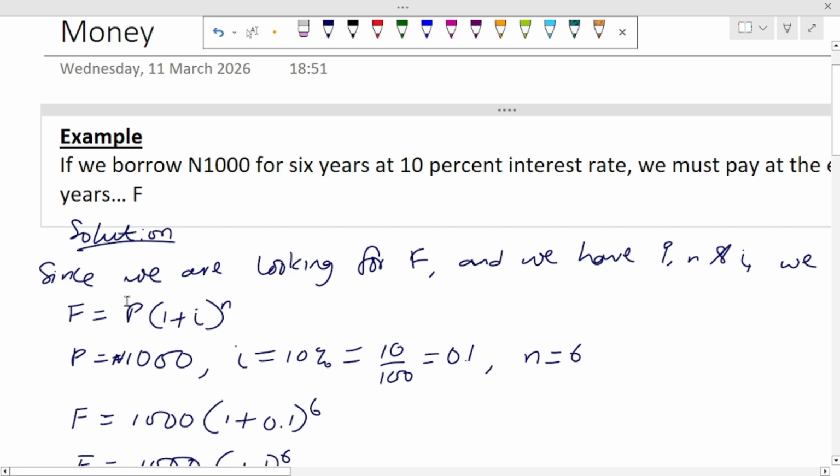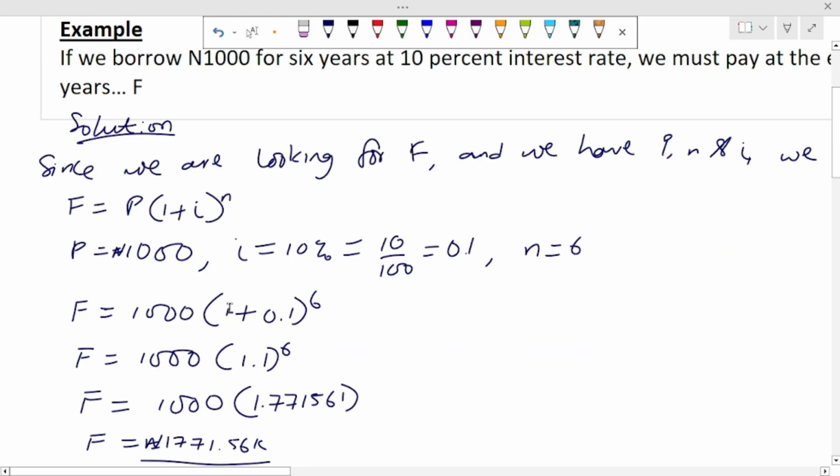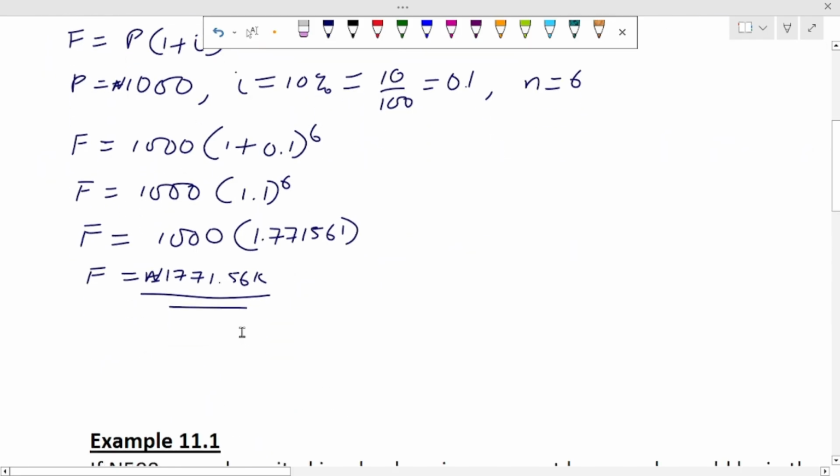Where you have P, you put 1,000. 1, of course. I is 0.1. So of course you sum up what you have inside the brackets. You have 1.1. Then 1.1 raised to the power 6 will give you this, and then multiply by 1,000 will give you this. Of course, the one after decimal points, that's the kobo. Who needs kobo? But you get the point. So this is your final answer.